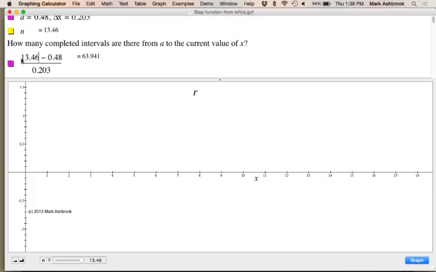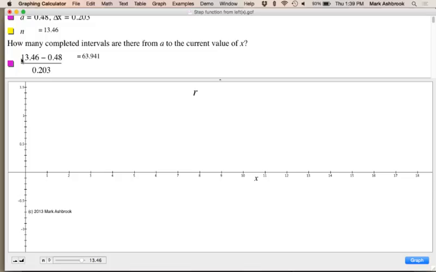Okay. What exactly is the 0.941? So that 0.941 represents what exactly? Is it dx equals 0.941? That's the percentage of the current delta x interval. Yeah, so 0.941 is still a number of intervals, right? This is a number of intervals, 63.941. You can think of that as a percent, the fraction of the interval that we've made it through in the current interval.